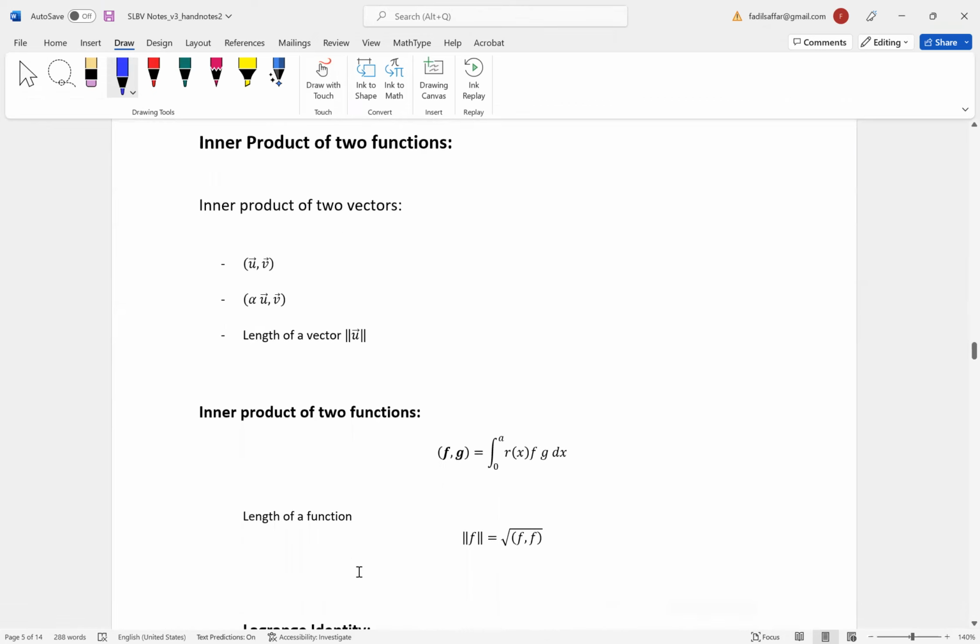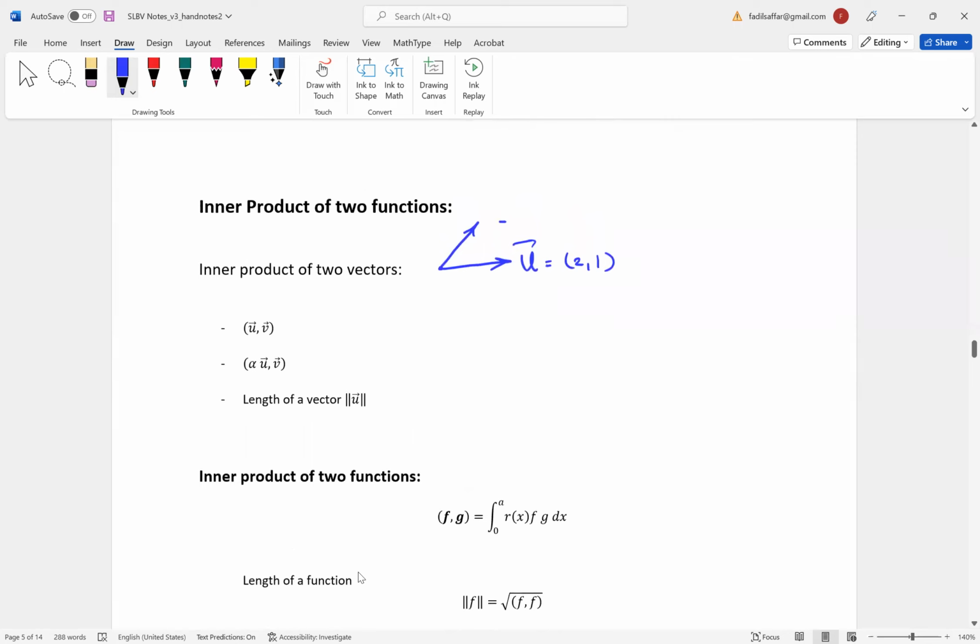So, inner products of two vectors. Vectors are something that we can actually visualize and see. So when we speak about two vectors here, u, for example, equal to (2, 1), and vector v equal to (1, 1).